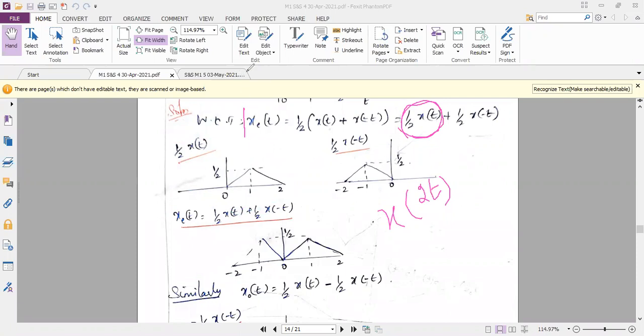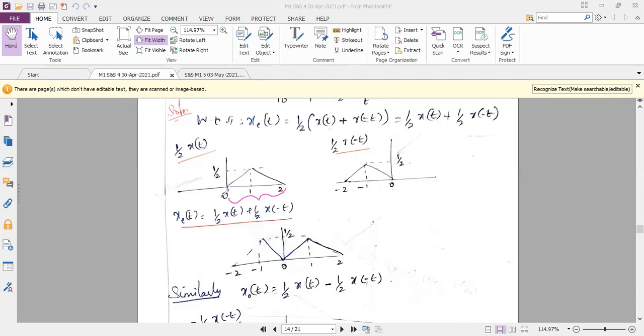Now the next term is 1 by 2 x of minus t. You know how to do x of minus t. How do you do x of minus t? So what was there in the signal?